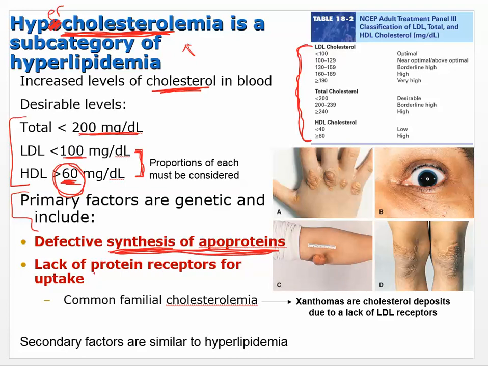Or, where are these guys going? We're making them for a reason. We're making them to distribute them to cells. What if the receptors on the cells are the problem? If I draw a cell here, and this is a cell that needs lipoproteins, it's going to have a little receptor here.